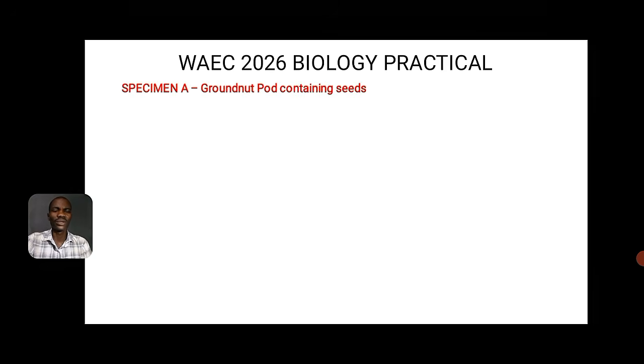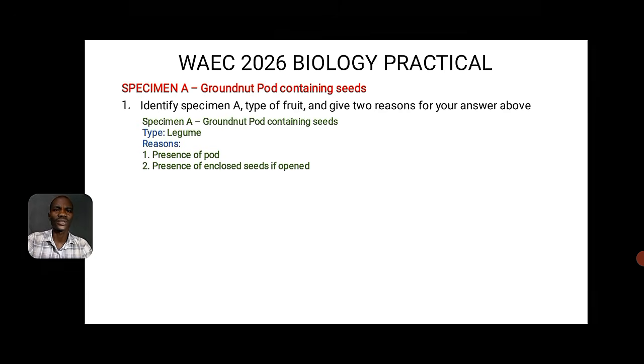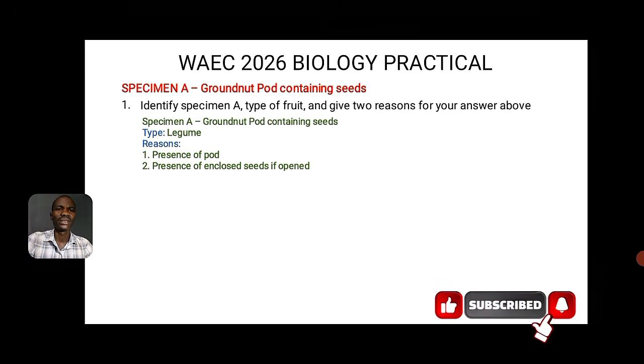So for today, we'll be looking at the first specimen, which is groundnut pod containing seed. The first likely question that WAEC can ask is: identify specimen A, the type of fruit, and give two reasons for your answer. The answer here is specimen A, groundnut pod containing seeds. What is the type of fruit that A belongs to? A is a legume.